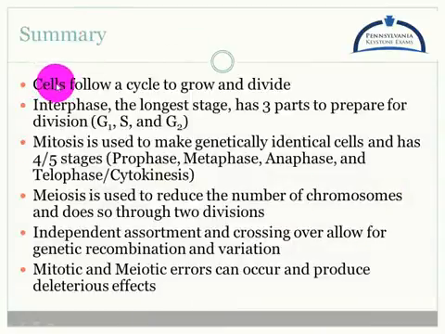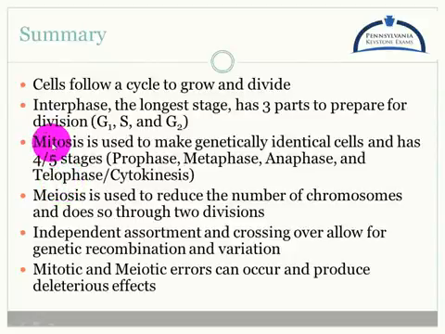So to sum things up, cells follow a cycle to grow and divide, and we have one long part of the cell cycle called interphase, and it has 3 parts, G1, S, and G2. That small leftover piece is called mitosis. That's all about dividing the nucleus. And in regular mitosis, we want genetically identical cells, and we have 4, sort of 5, stages: prophase, metaphase, anaphase, telophase, and cytokinesis, where cytokinesis and telophase happen at the same time.